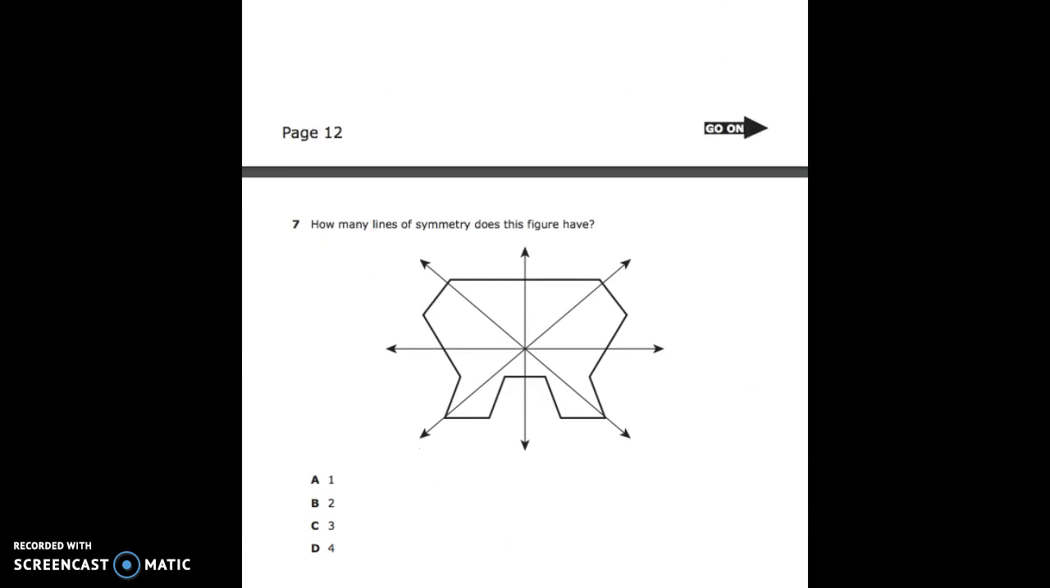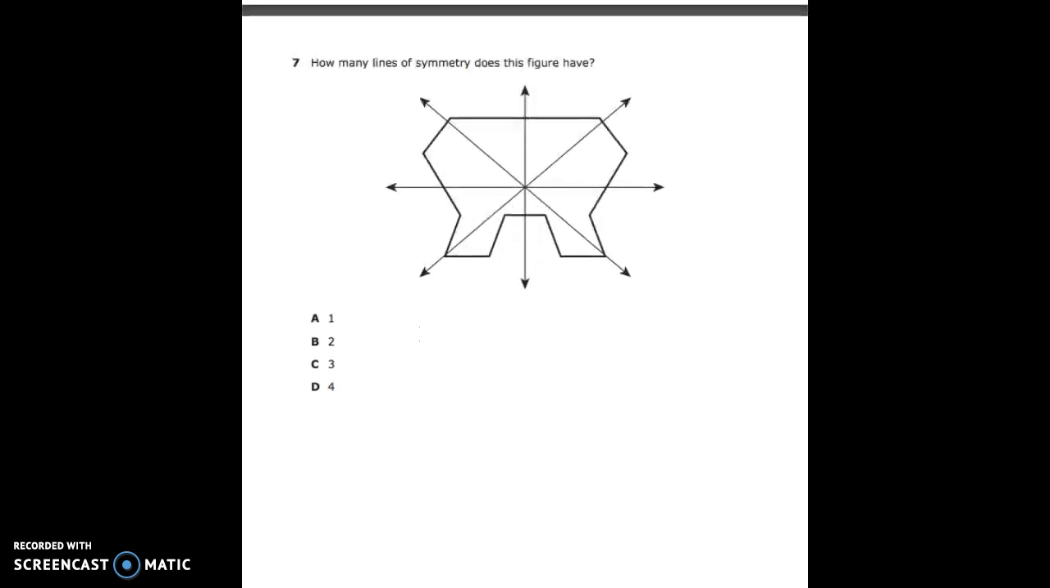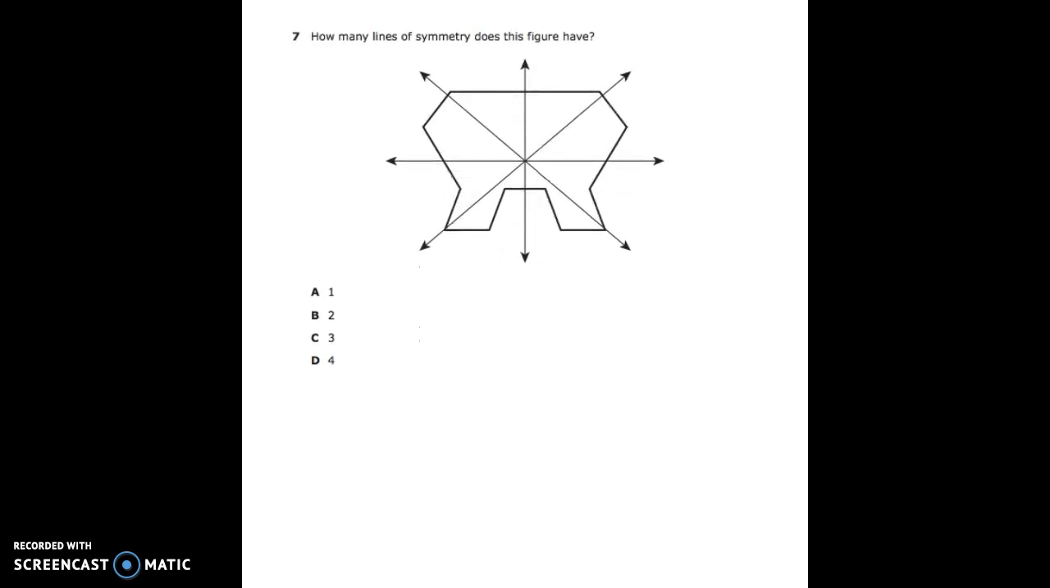Okay, we're moving on to question 7, which is on page 13. How many lines of symmetry does this figure have? A, 1. B, 2. C, 3. D, 4.